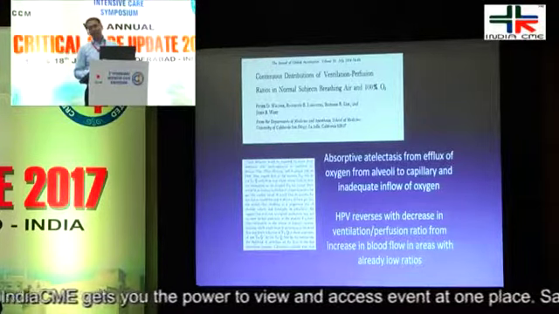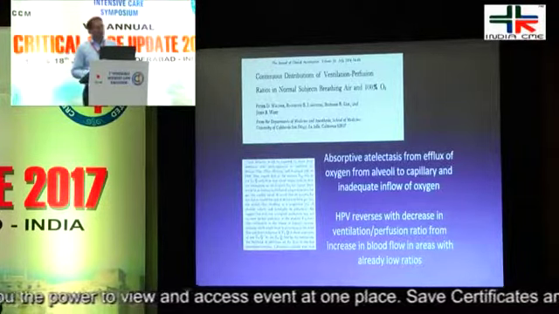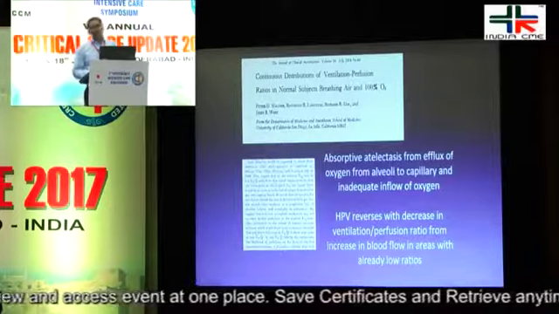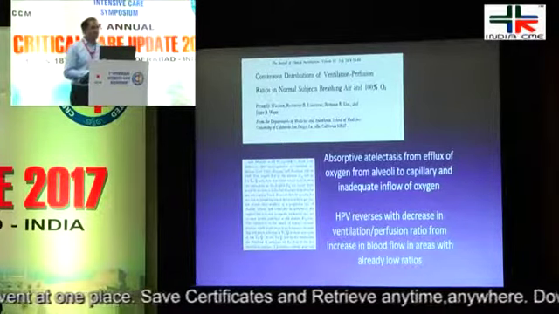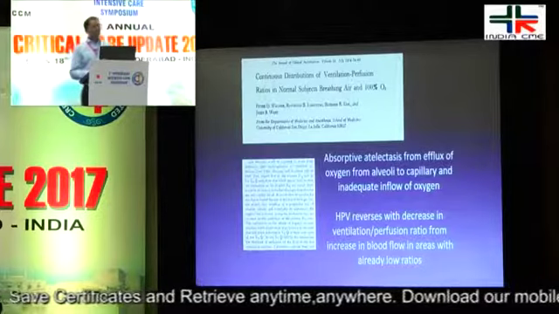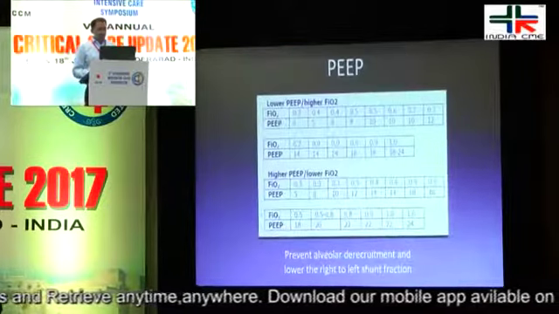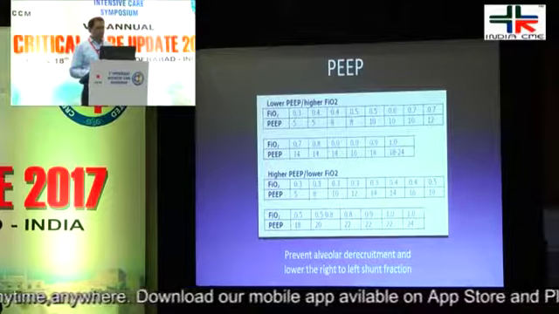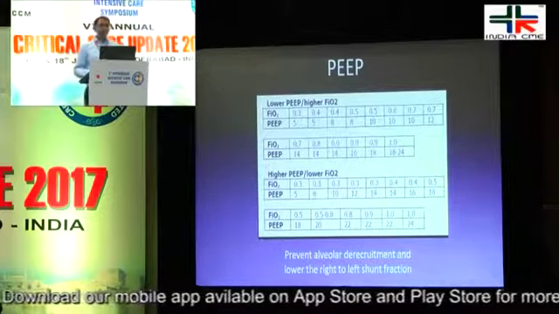And when you have this old adage that in COPD patients don't give too much oxygen, this is what's happening. You're actually reversing the hypoxic pulmonary vasoconstriction and worsening your oxygen delivery. Now, we know about PEEP. It does prevent alveolar derecruitment and also lowers the right to left shunt fraction.